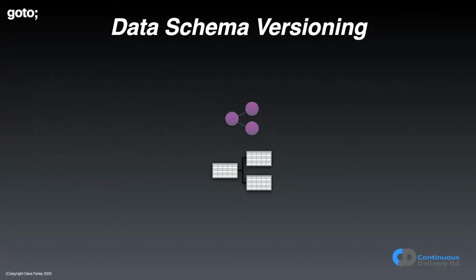So let's start visualizing this in a little bit more detail. My little purple blobs on sticks represent an application of some kind, and my little grids on sticks represent a data store of some kind. And for them to do useful work, there's going to be some kind of relationship between those two. There's a dependency between those two.